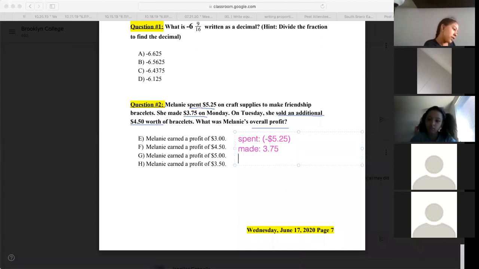And I should put the dollar sign there, that would be nice, right? And now if you sold an additional $4.50 worth of bracelets, is that positive or negative? Positive. Good, you sold. Pretty straightforward. Now, Chris, what should the number sentence look like? How should we set this up?